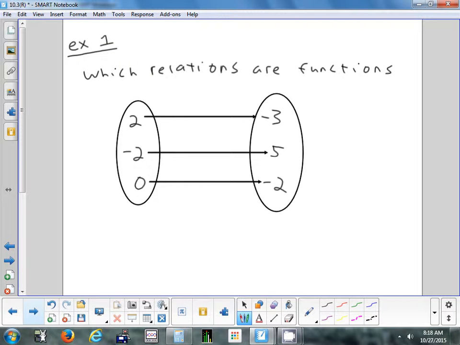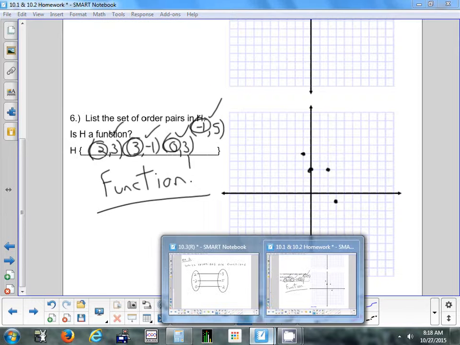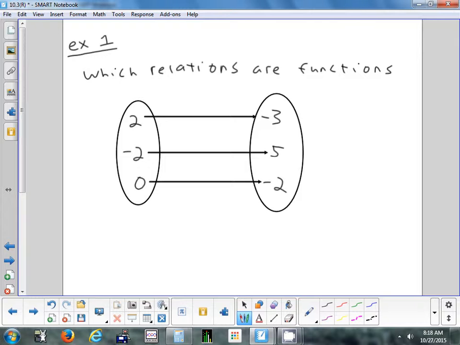Now we're going to look at some mapping diagrams. We're going to try to figure out, does this diagram represent a function? Same question you answered in last night's homework. We looked at it visually. Like in this one, we identified this was a function because none of the x values repeated. Also, nothing lined up vertically. Well, now we can do the same thing with a mapping diagram.